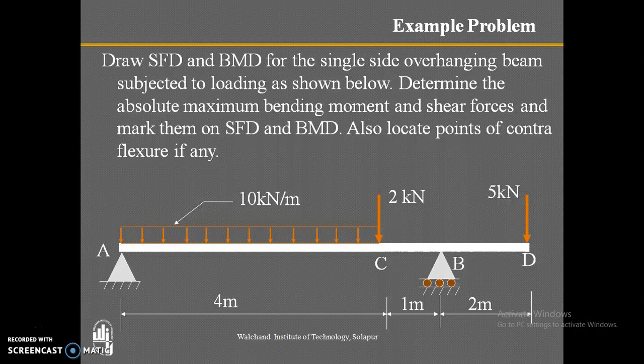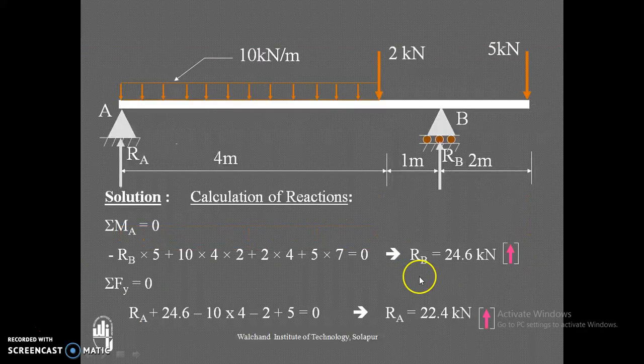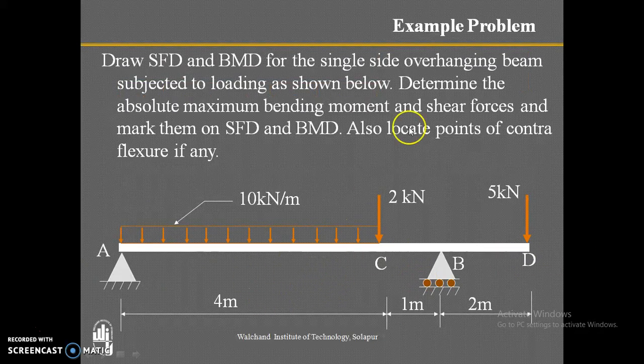Draw the shear force diagram and bending moment diagram for the single side overhang beam subjected to loading as shown below. So this is the problem with the loading shown. Determine the absolute maximum bending moment and shear forces and mark them on the SFD and BMD. Also locate points of contraflexure, if any.